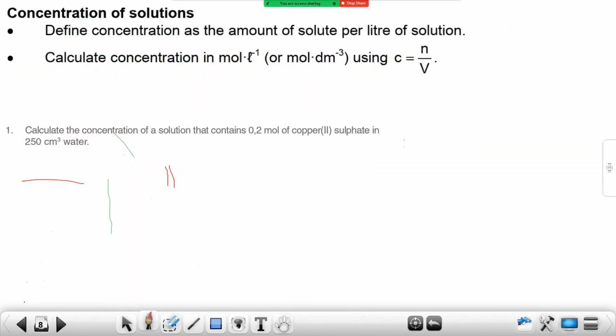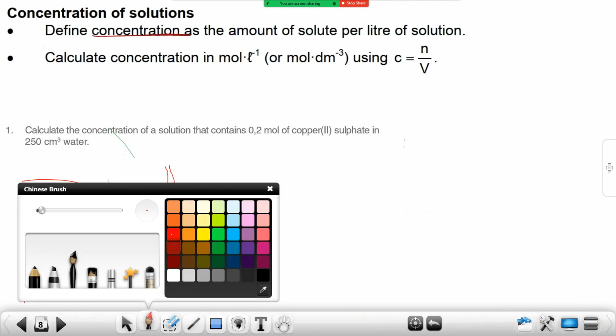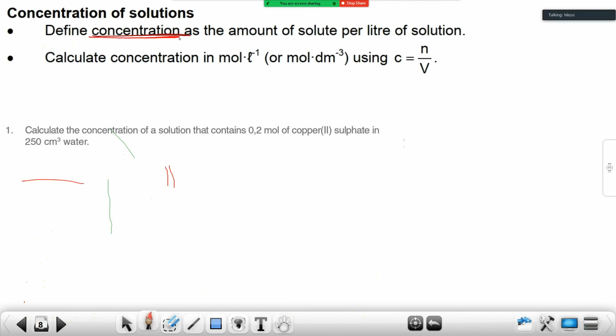The last one is concentration. So it says here, define concentration. Define concentration as the amount of solute per liter of a solution.